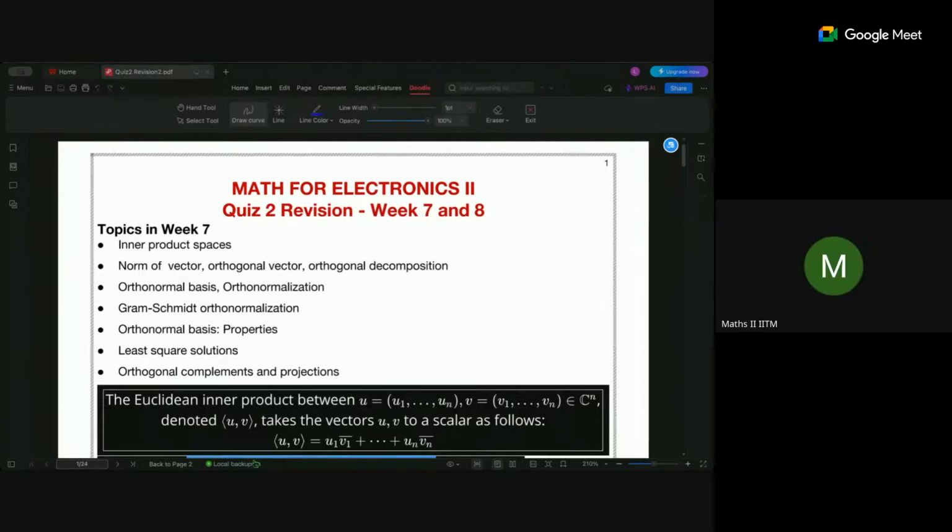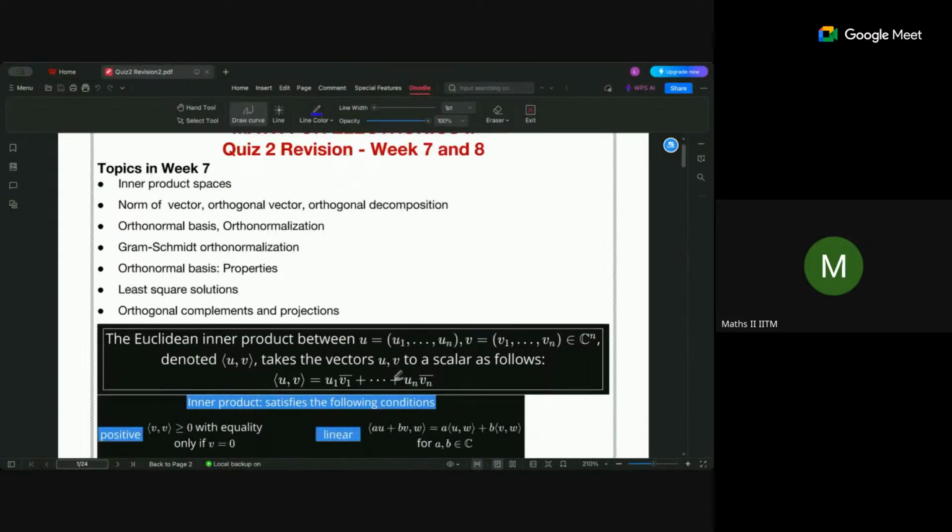Okay, so today we are going to revise week 7 and week 8 topics. In week 7, we have inner product spaces defined for Rn and Cn in general. So, how are inner products defined for Rn or Cn?